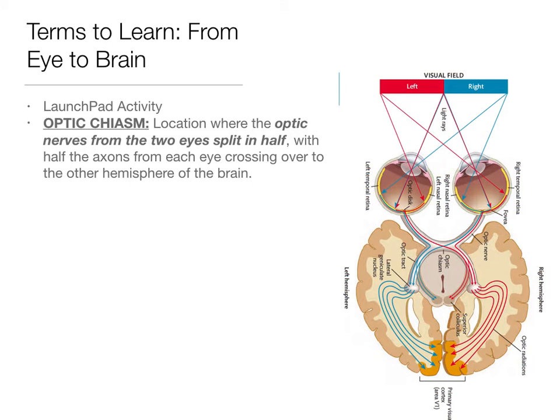So the optic chiasm is where the nerves from the two eyes split in half. And again, the neurons from the left visual field go into the right hemisphere, and the information from the right visual field goes into the left hemisphere. Again, in this image, we'll see that the left visual field has all the red lines, and the right visual field has all the blue lines. And that's this area right here where those two things meet, and we'll have some crossover of information.